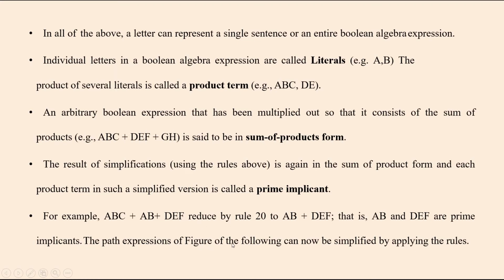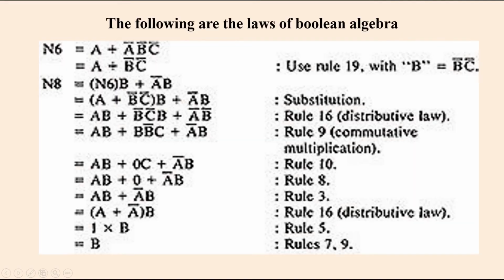The expressions of the following figure can be simplified by using some set of rules. So like that, we can say the individual letters are called literals. The combinations are called expressions, and they can be represented as a product term, sum of product terms, and prime implicants. We can absorb this by using the absorption law, so we get this particular expression as AB plus DEF. Here AB and DEF are called the prime implicants.